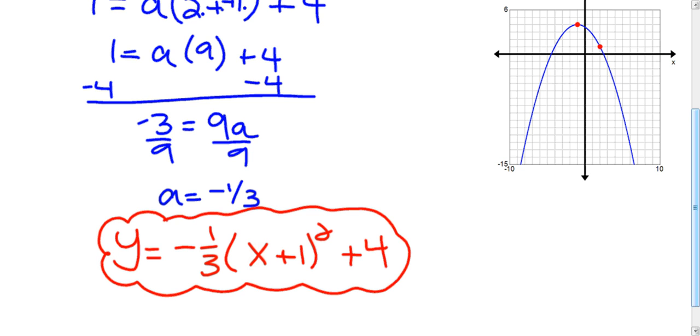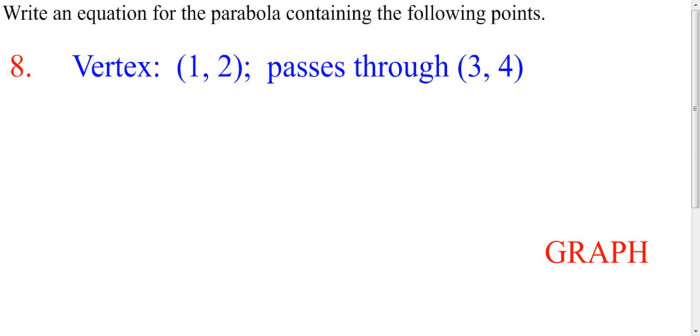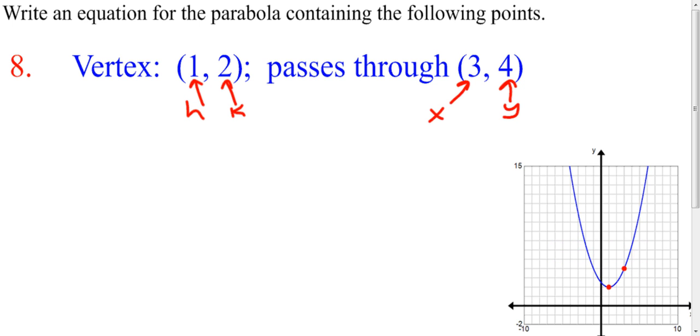We'll do one more for good measure. If you want to skip this one, you probably could, but we'll go ahead and do it anyway. Okay, so this is your h, this is your k, this is your x, this is your y. So if I look at the graph of this, what I know is that I have a vertex at (1, 2), and I know the graph has to pass through the point (3, 4), which tells me that this is a parabola that opens up.